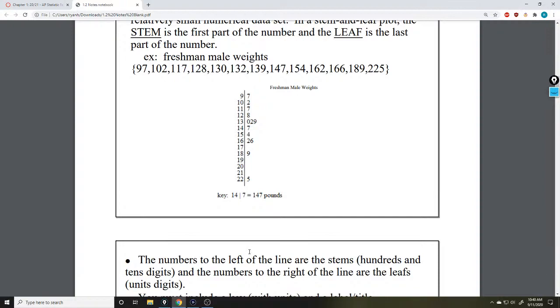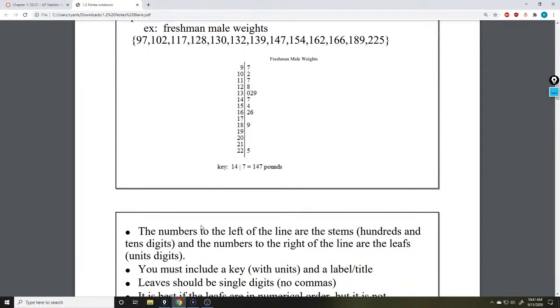The numbers on the left are called stems, and the numbers on the right are called leaves. That's why it's called a stem and leaf plot. And the numbers on the right side should be single digits, usually units. And you should include a key that has units in it. That's one of the more important things with the stem plots.